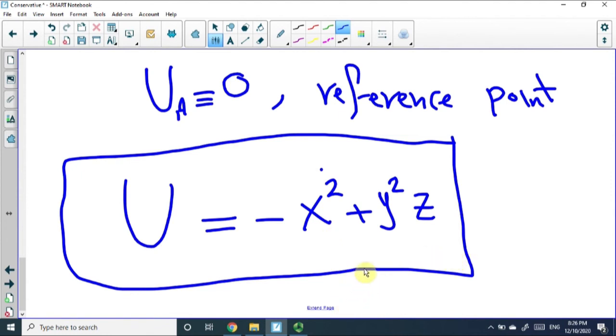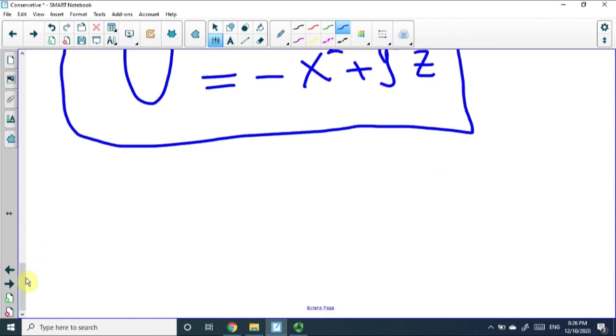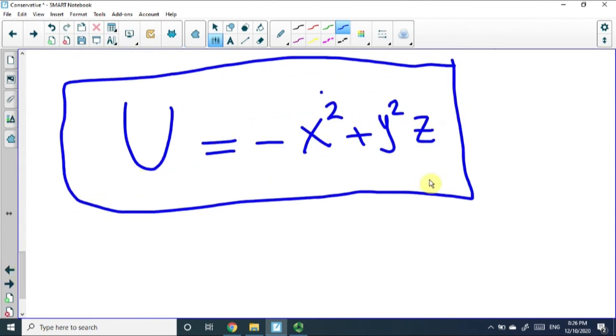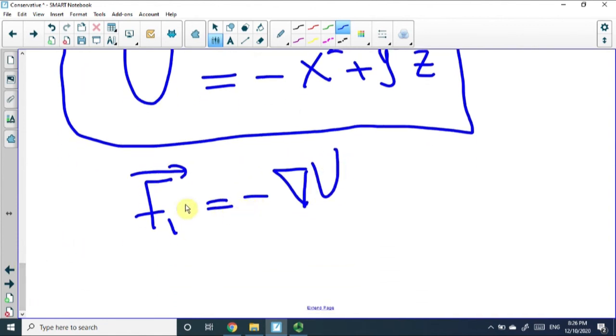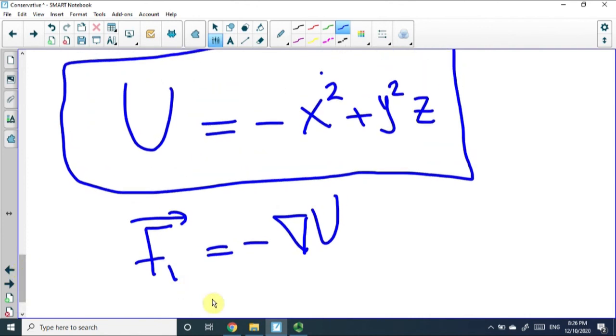We can check our calculation. An easy way to check that your calculation is correct is to know that the force is supposed to be minus the gradient of the potential energy. So let's check that we get back the same force we started with. So that's equal to minus the gradient. Now the gradient is a very simple operator to find.